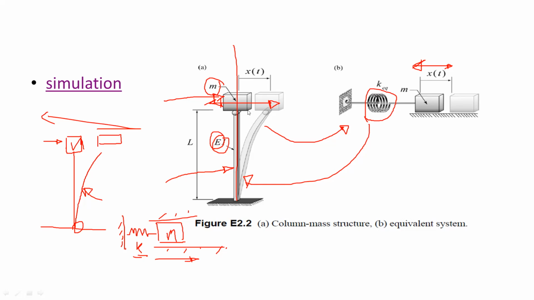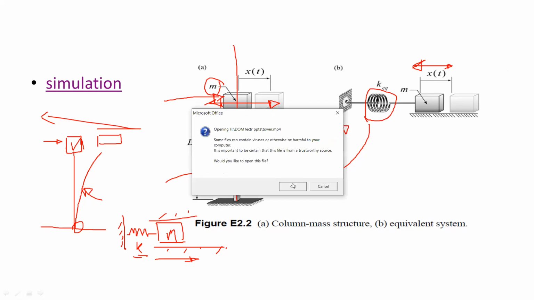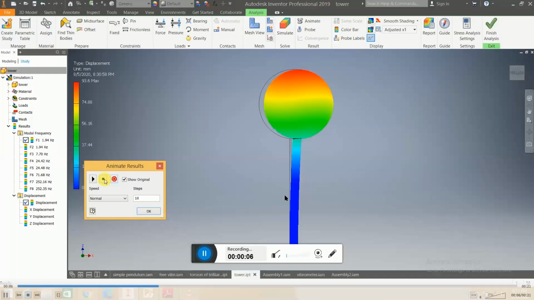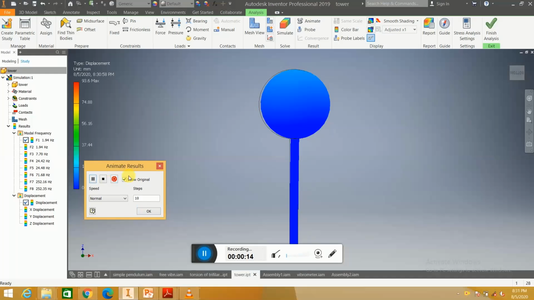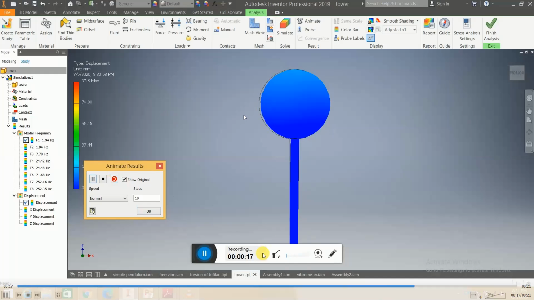So let us see how the water tank is going to vibrate. Here the water tank is spherical and it is fixed at the bottom surface. So this is the transverse vibration.